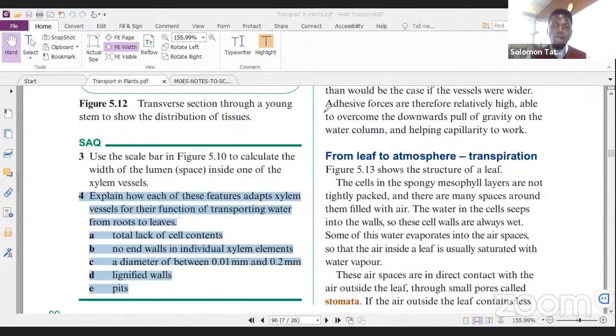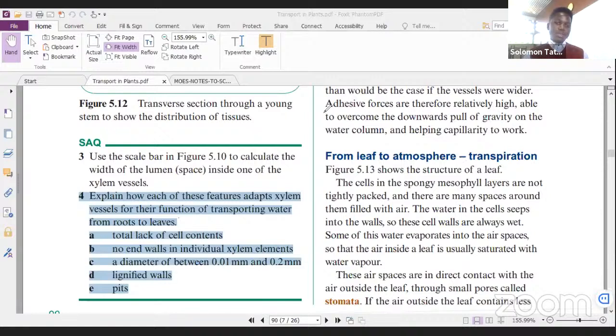Any other points about the diameter? Anything about the diameter? Yes, Maggie. I think it creates pressure because the water is circulated around. Yes, increases the pressure, meaning the water will move higher without breaking.